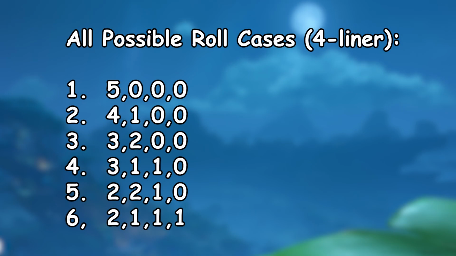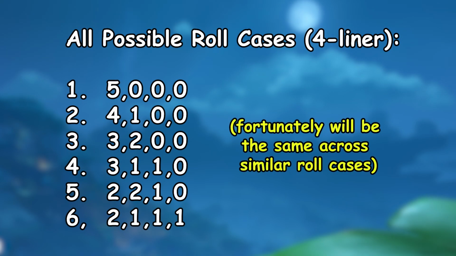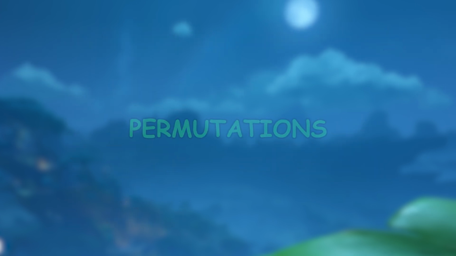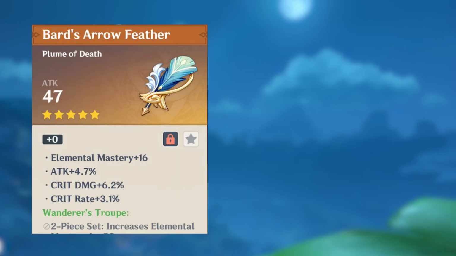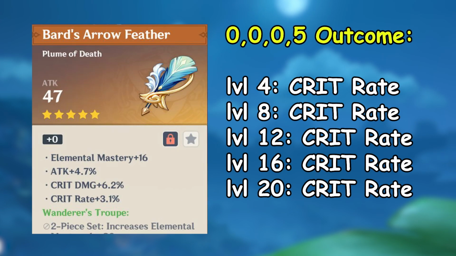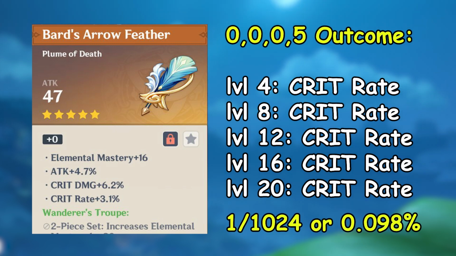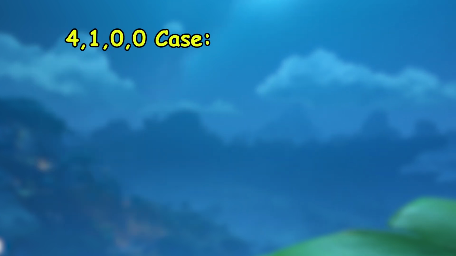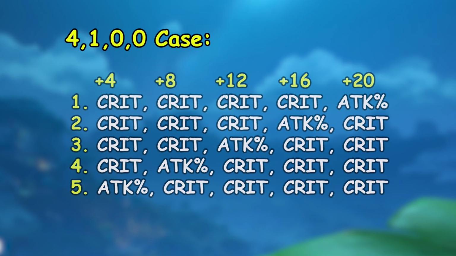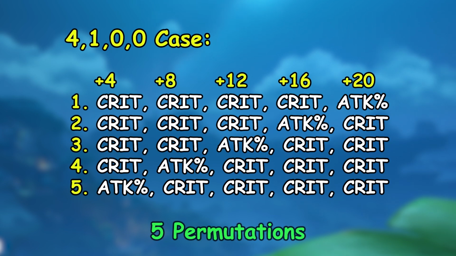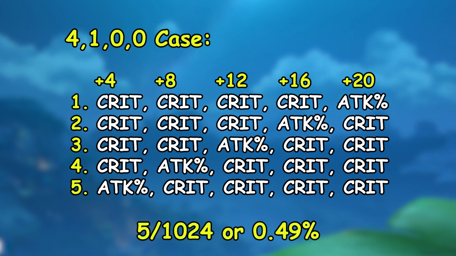The next step is to calculate the probability for each outcome. This essentially comes down to determining the number of different arrangements that can achieve the same outcome. For example, when given 5 chances to roll upgrades, there is only one way to roll all 5 times into crit rate. This probability would be 0.098%, which is also the case if the artifact rolled into any of the other substats 5 times. Meanwhile, for an outcome with 1 roll of attack percent and 4 rolls of crit damage, there can be up to 5 different permutations. This gives us a probability of 0.49% for this outcome specifically.